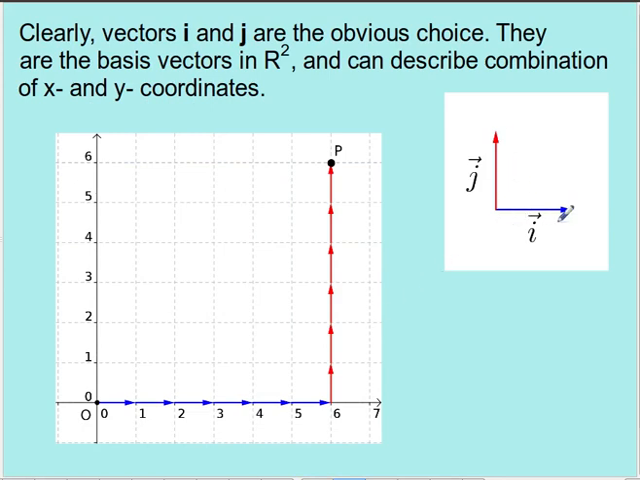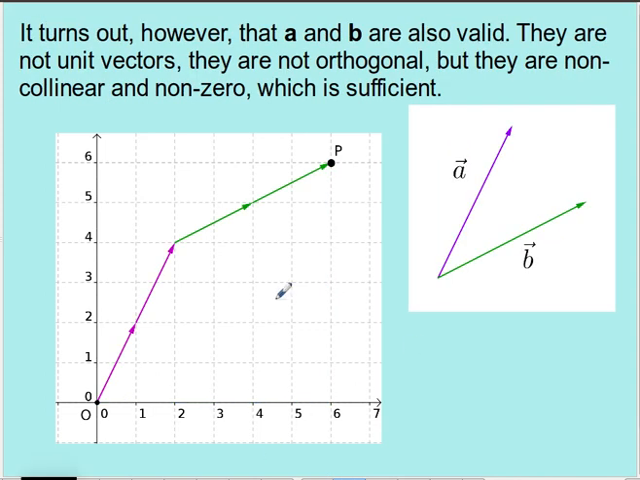So with the i and j vectors, here's our point at 6, 6. Well, we take 6 copies of the i vector and 6 copies of the j vector, and we end up at our point. And that makes perfect sense to us. We've been using the i and j vectors this whole time because they are the basis vectors. We can make any vector in R2 using these vectors. But it turns out I can actually do the same thing with these vectors a and b.